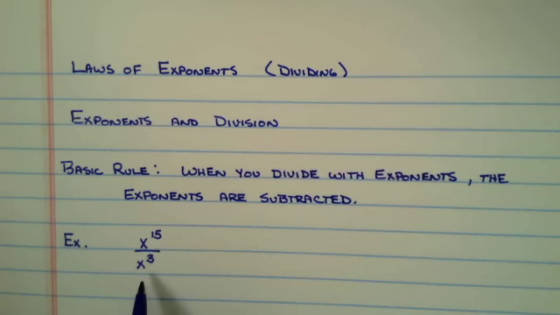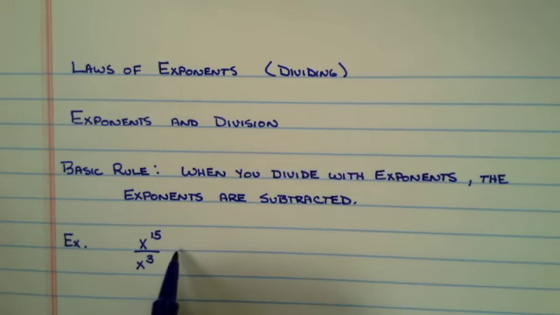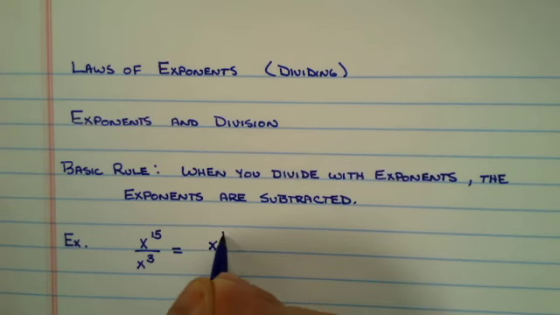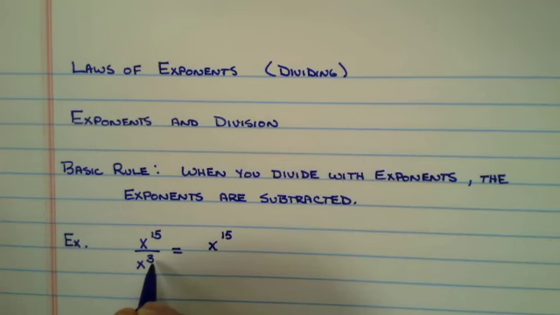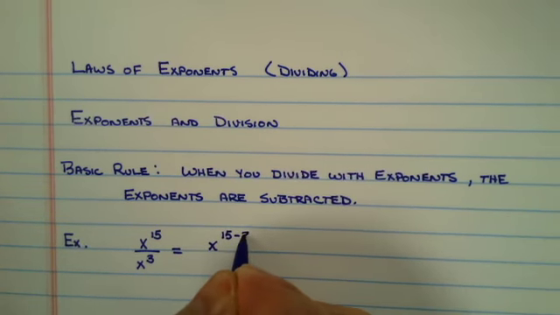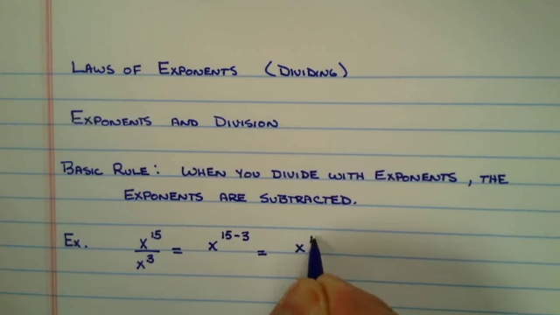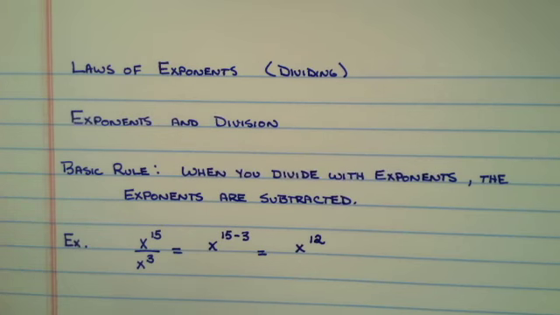So looking at this problem right here, I'm going to take x to the 15th, divide it by x to the 3rd. That means I'm going to take 15 and subtract what's in the bottom, minus 3. 15 minus 3, x to the 12th power.